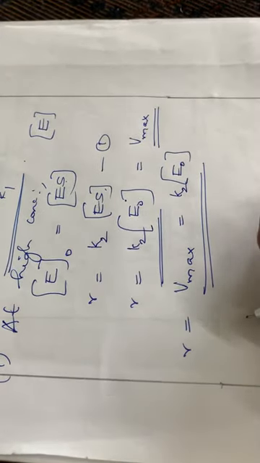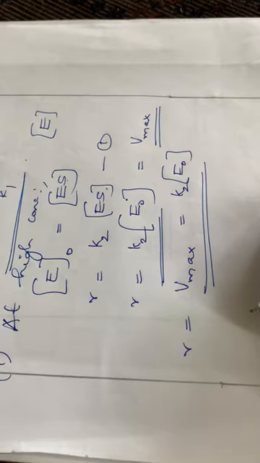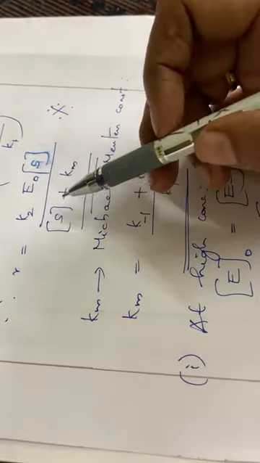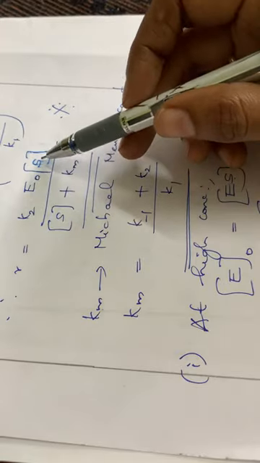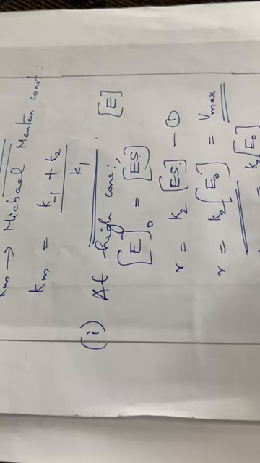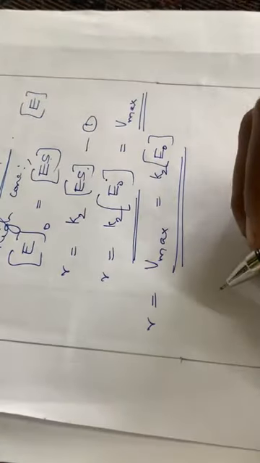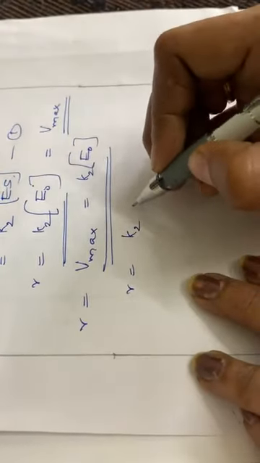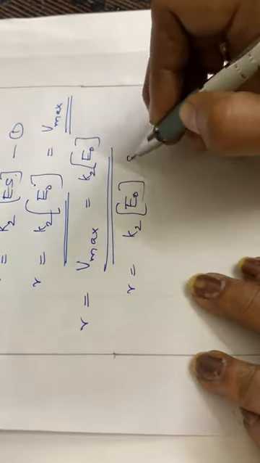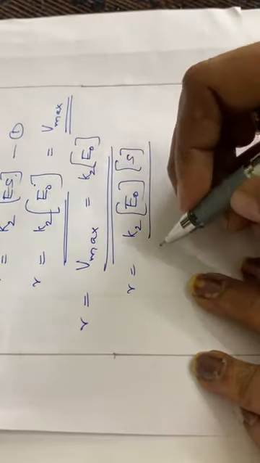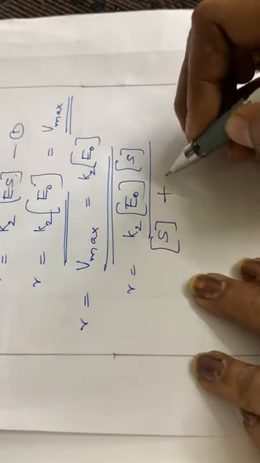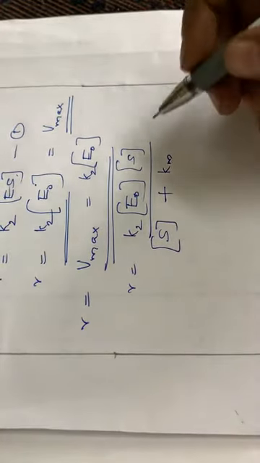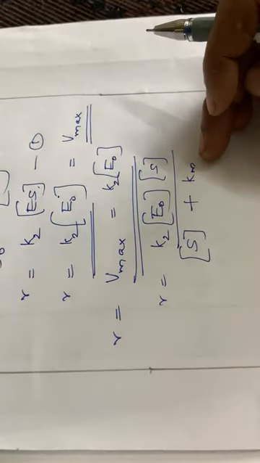Then again we have the Michaelis-Menten equation: rate is equal to K2 into E0 into S divided by S plus Km, isn't it? So I am writing the equation, rate is equal to K2 into E0 into S divided by S plus Km. That is the equation we obtained as the Michaelis-Menten equation.